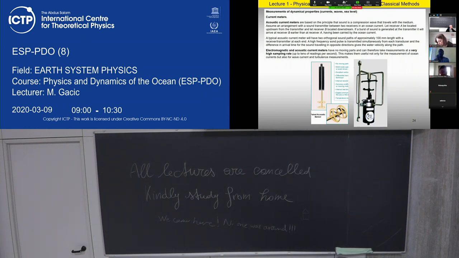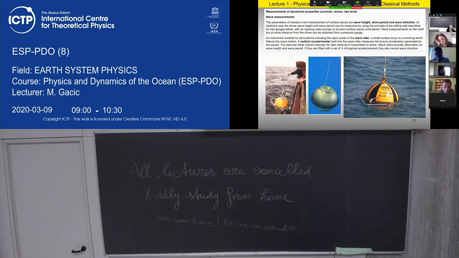Then we have the acoustic current meter, based on the principle that sound is a compression wave that travels with the medium. So we have a burst of sound. If we generate a burst of sound at the transmitter, it will arrive at receiver B earlier than at receiver A, having been carried by the ocean current. A typical acoustic current meter will have two orthogonal sound paths of approximately 100 millimeter length, and a high frequency sound pulse is transmitted simultaneously from each transducer, and the difference in arrival time for the sound traveling in opposite directions gives the water velocity along the path. So it simply uses the differences in the velocity due to the compression wave which flows through the current field.